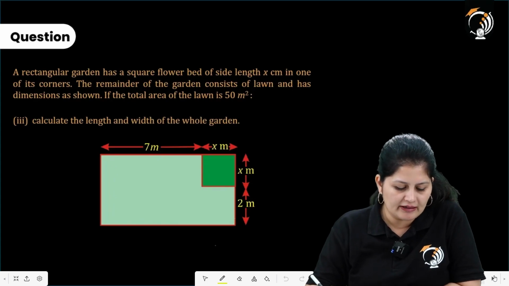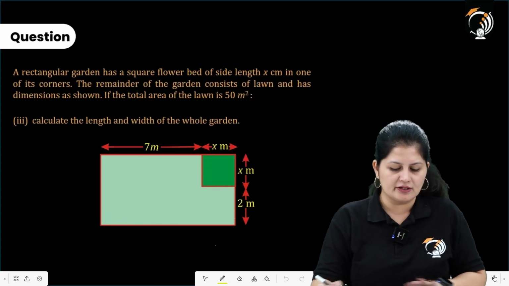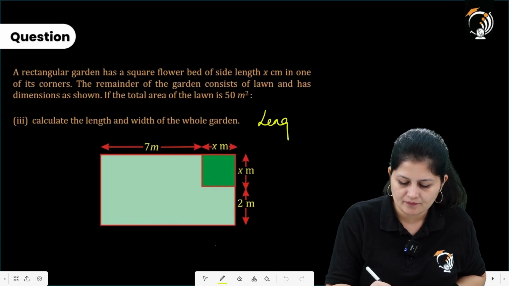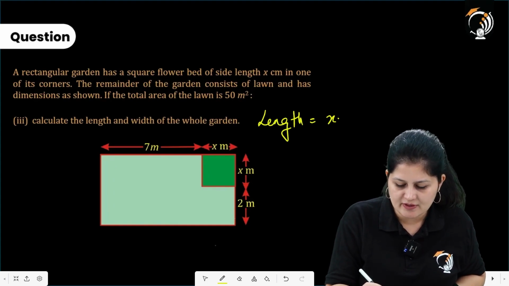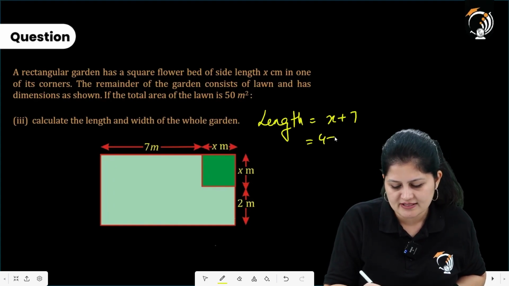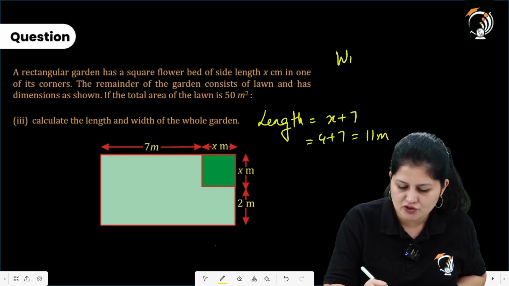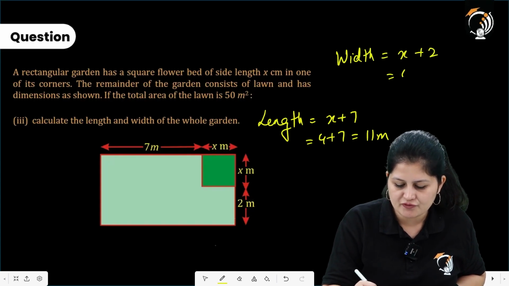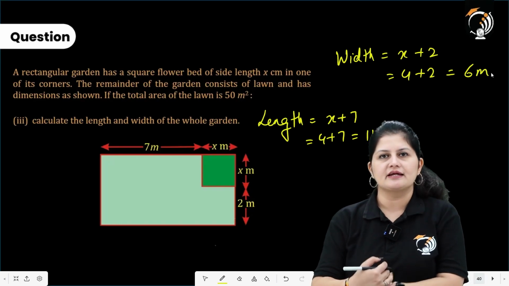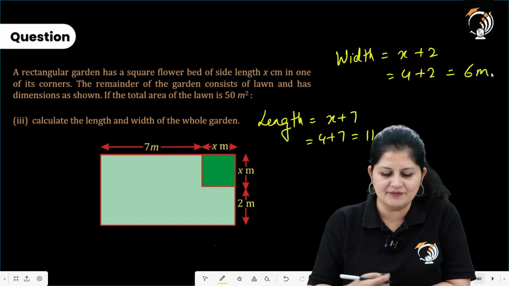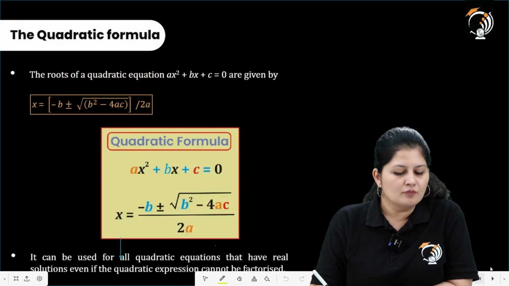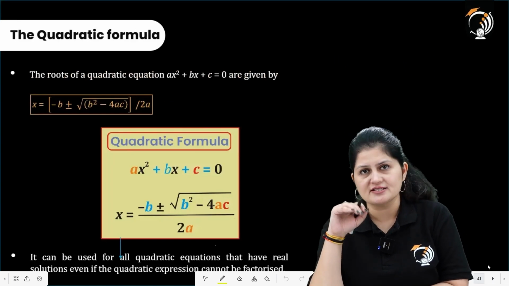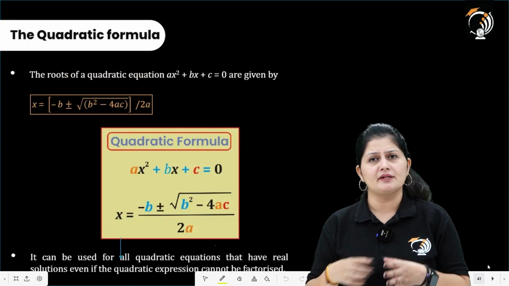And we need to get the length and the width of the whole garden. So clearly the length here is x plus 7, which is going to be 4 plus 7, that is 11 meters. And the width of the garden is going to be x plus 2, which is 4 plus 2, that is 6 meters. So that is going to be the length and the width of the garden. Clear?